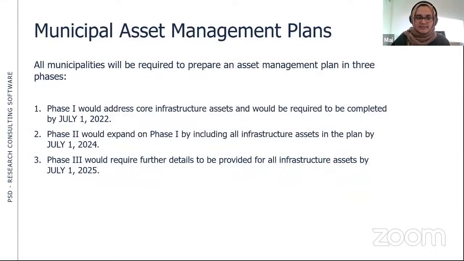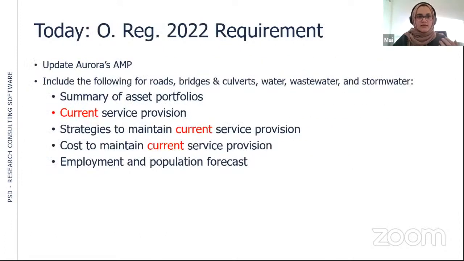And so now looking at the asset management plan, it's only recently that the province actually pushed the dates out by a year. So previously it used to be July of 2021 that phase one was due. Same thing with phase two, it was due in 2023. But because of the need, because of the amount of municipalities that were just not there, they pushed it out by a year.